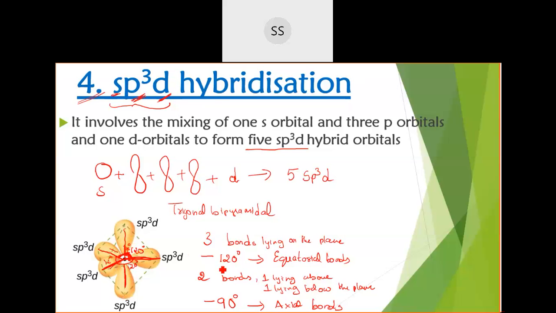Okay. So that is all about sp3d hybridization. One is what orbitals are involved and what geometry they will make, and the different kinds of bonds which are there. Okay, what is the angle between them? So three bonds on the plane are equatorial bonds, and two bonds above and below the plane, 90 degree each, are called axial bonds. Now I will directly take the example because examples are important for us.